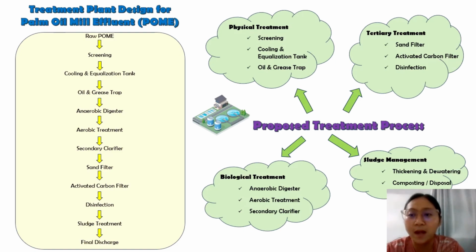Next, the wastewater undergoes anaerobic digestion, which significantly reduces biochemical oxygen demand, or BOD, and chemical oxygen demand, or COD, while producing biogas as a renewable energy source. The effluent is then treated in an aerobic tank and a secondary clarifier before passing through a sand filter, activated carbon filter, and disinfection unit to improve water quality. Finally, the sludge is treated through thickening and dewatering before disposal or reuse.